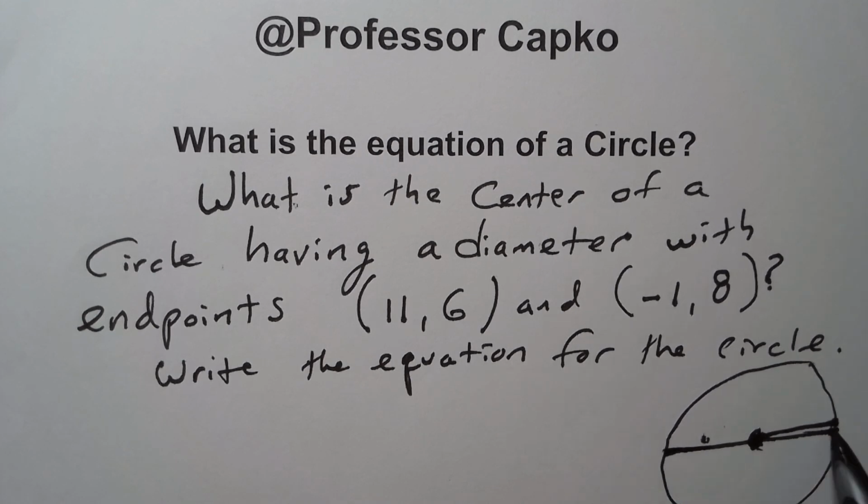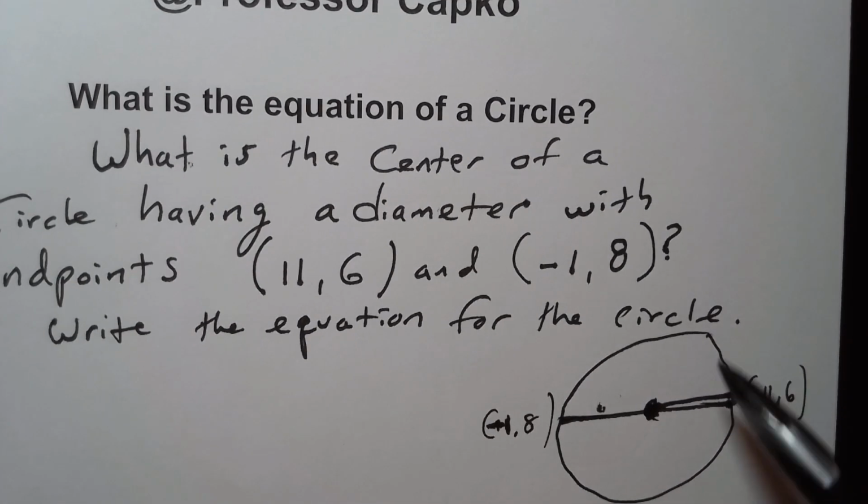So we're given the endpoints of the diameter. So we're given (11, 6). This one looks more like (-1, 8). I'm just roughly putting them in here, and this one would be (11, 6). I'm not graphing it to scale. I'm just showing you an idea that here's an endpoint and here's an endpoint.